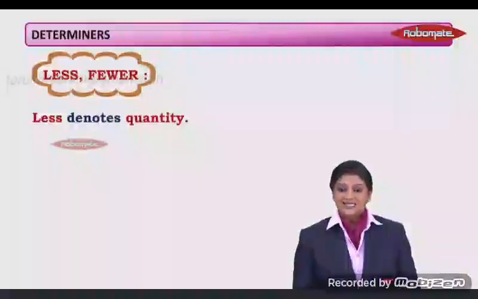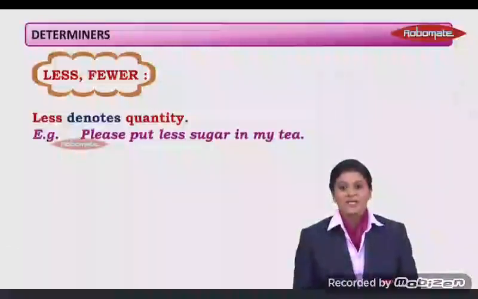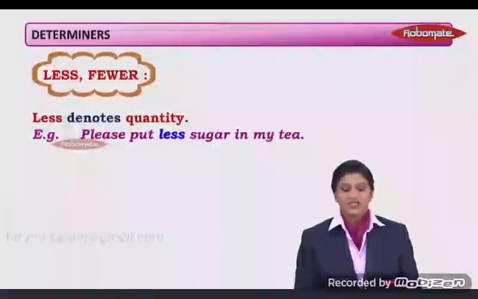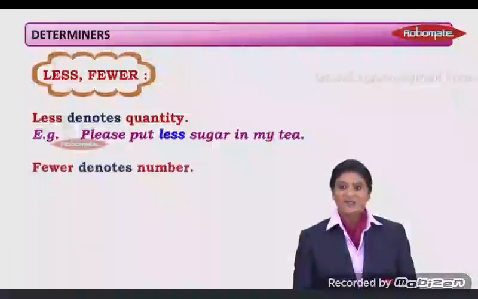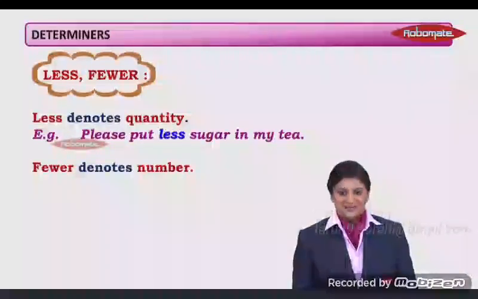First of all, less denotes quantity. And what do I mean by that? Let's take an example. Please put less sugar in my tea. Over here, our noun is sugar, and the determiner that precedes it is less. Since we are using less, it shows that the quantity of sugar in my tea is little or very, very less. Similarly, when I use fewer, fewer denotes number.